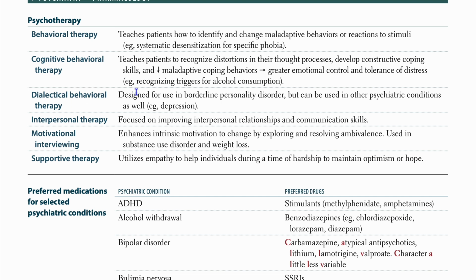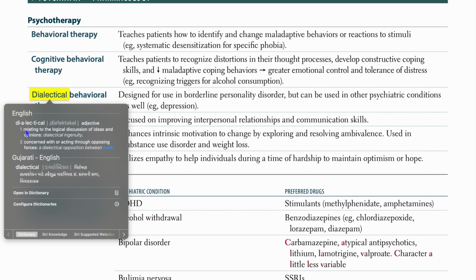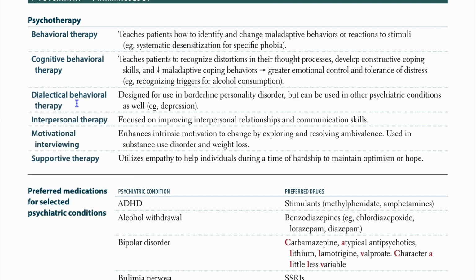Alright. Dialectical behavioral therapy is designed for use in borderline personality disorder, but can be used in other psychiatric conditions as well, for example, depression. Okay. Interpersonal therapy is focused on improving interpersonal relationships and communication skills. Motivational interviewing enhances intrinsic motivation to change by exploring and resolving ambivalence. It's used in substance use disorder and weight loss. Okay, and supportive therapy utilizes empathy to help individuals during a time of hardship maintain optimism or hope.